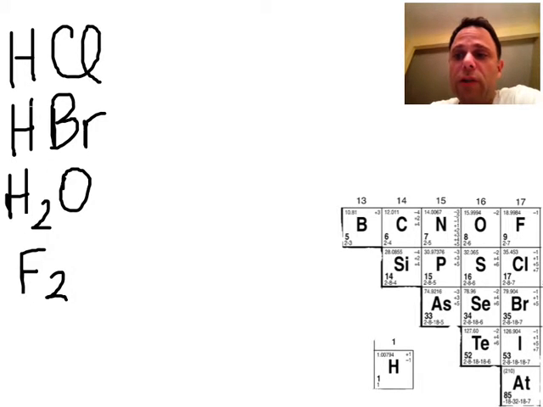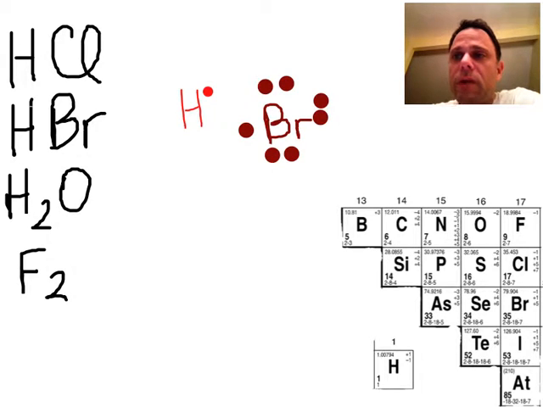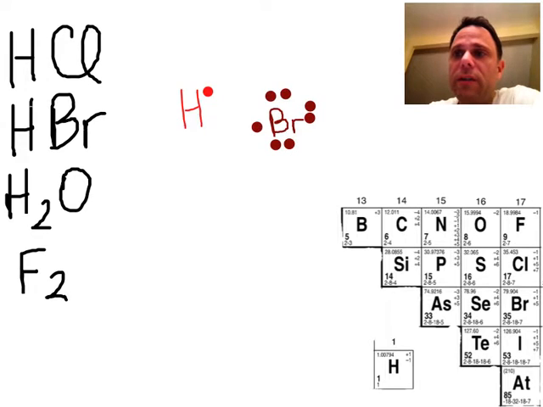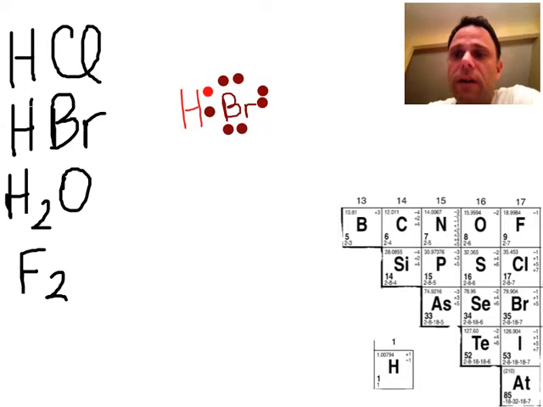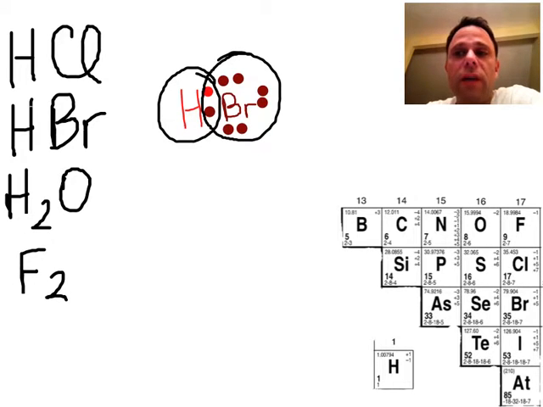We'll try the hydrogen bromide. Grab a hydrogen. Grab a bromine atom. Let's make this a little bit smaller so scale is correct. And draw our circles. 8 electrons encircling the bromine atom and 2 around the hydrogen. How many electrons are being shared? 2. 1 pair. This is a single bond.